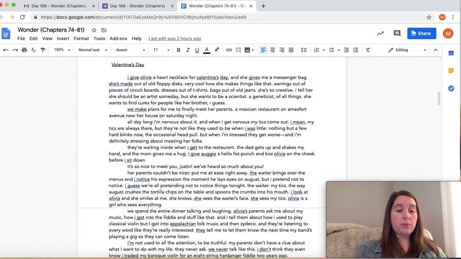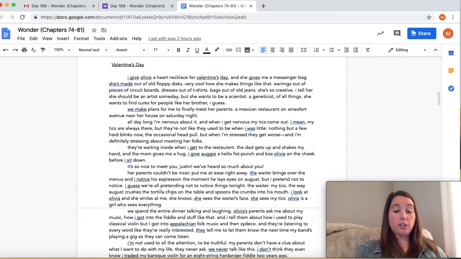The waiter brings over the menus, and I notice his expression the moment he lays eyes on August. But I pretend not to notice. I guess we're all pretending not to notice things tonight. The waiter, my tics, the way August crunches the tortilla chips on the table and spoons them into his mouth. I look at Olivia and she smiles at me. She knows. She sees the waiter's face. She sees my tics. Olivia is the girl who sees everything.